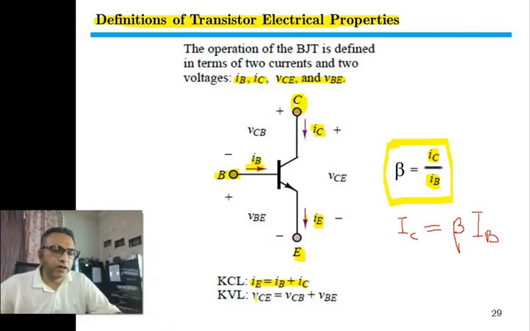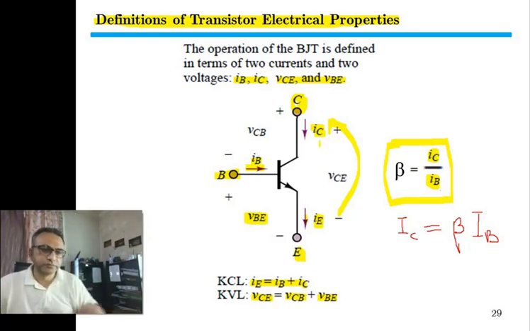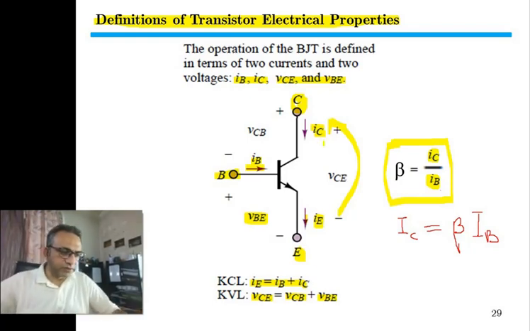Right. And then the third electrical property is that VCE is equal to VCB plus VBE. Here is base and emitter, and this is VBE. VBE plus VCB is equal to VCE. In simple terms, voltage between base emitter plus voltage between collector base is equal to voltage between collector and emitter. So these are the electrical properties.